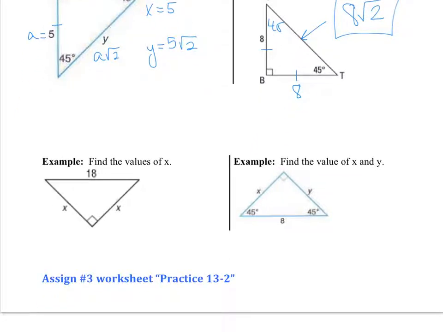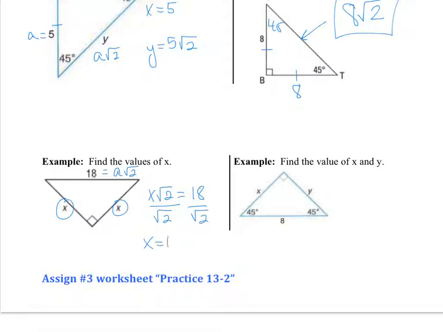Alright, 2 more examples here. This time we are given the hypotenuse, so we have to work backwards. This is where our rationalizing the denominator comes in handy from what we learned yesterday. So we know that 18 is equal to the a value times the square root of 2. I'm going to set up an equation here. So x, which is my a value, times the square root of 2 is equal to 18. I'm going to solve for x.